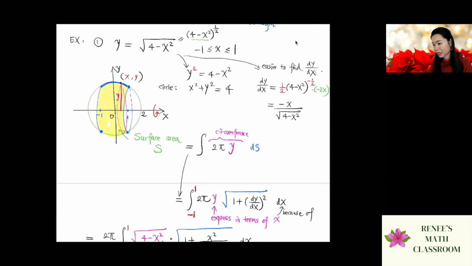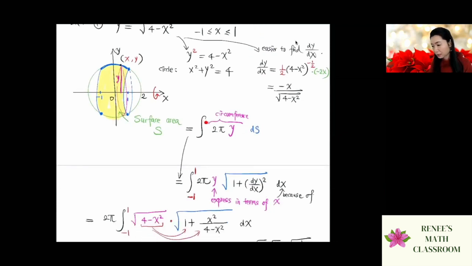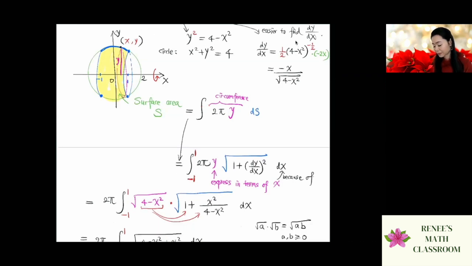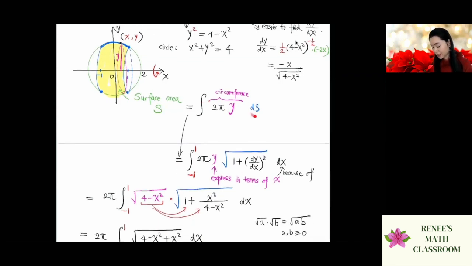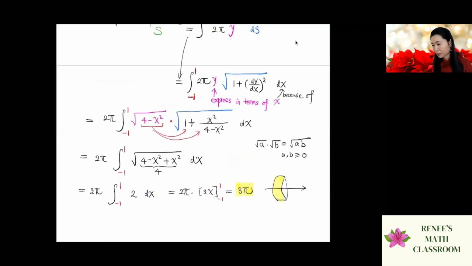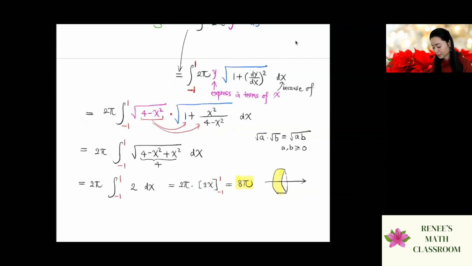Notice that I don't put any upper and lower limit here because at this step, it's not clear whether I'm integrating with respect to x or y. So don't put an upper or lower limit right here. The next step, the ds, I express it in this form. So now I put the dx over here. x goes from -1 to 1. Now I put down the upper and lower limit. And then you just need to do the algebra and find this integral. So we stop it here. This ring has surface area 8 pi.